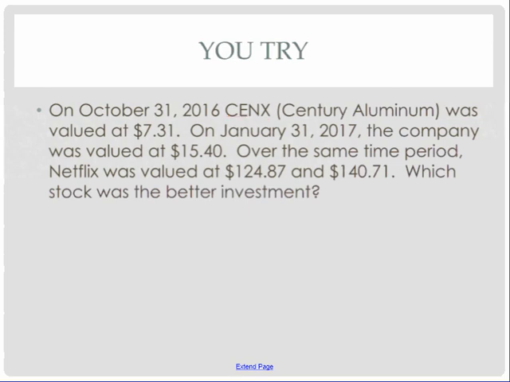Okay, so pretty much every company has 2, 3, or 4-letter symbols that you can type in and find out all kinds of information about them. So the company was valued at $7.31 per share. So you can invest in the company, you can buy some shares of stock, you can do it through a bank, you can do it through many online trading platforms.